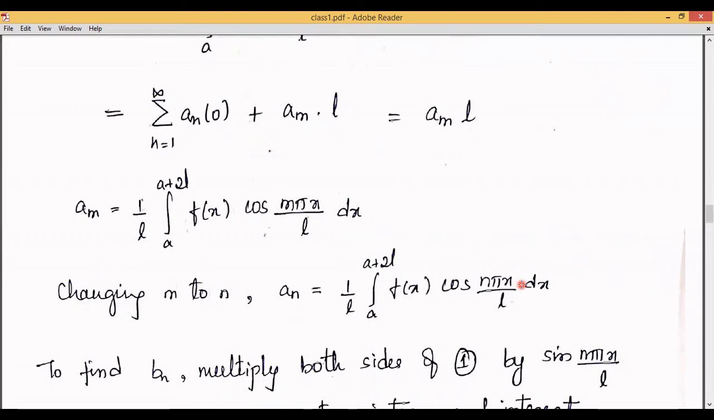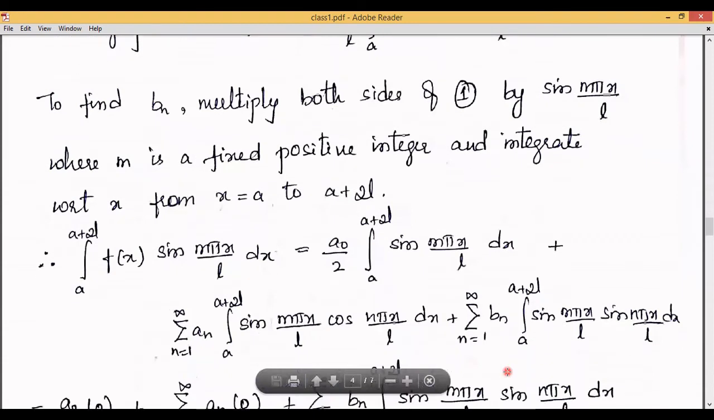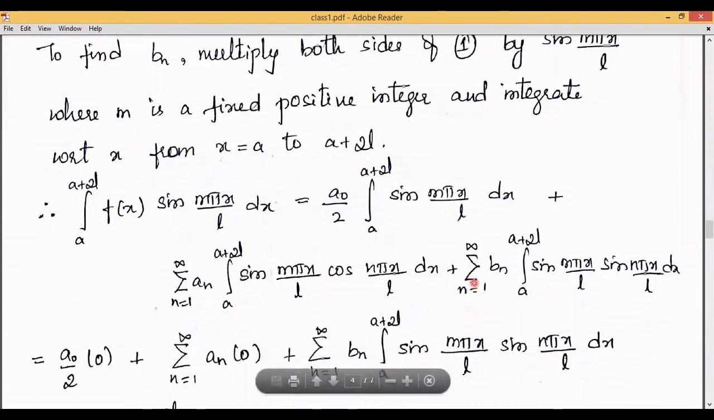Similarly, we'll find the third and last Euler's formula, that is for bn. To find bn, multiply both sides of 1 by sin(mπx/L), where m is again a fixed positive integer, and integrate with respect to x from a to a plus 2L. After multiplying by sin(mπx/L) and integrating with respect to x between the limits a and a plus 2L, equation 1 looks like this.